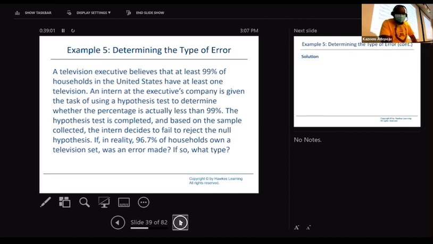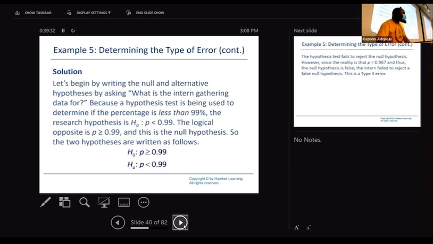And based on the sample collected, the intern decides to fail to reject the null hypothesis. The intern did not reject the null hypothesis, okay? And if in reality, 96.7% of the households owned a TV set, was an error made? If an error is made, what type of error is that? But if you want to answer that question, the first thing you need to do is formulate your hypothesis.